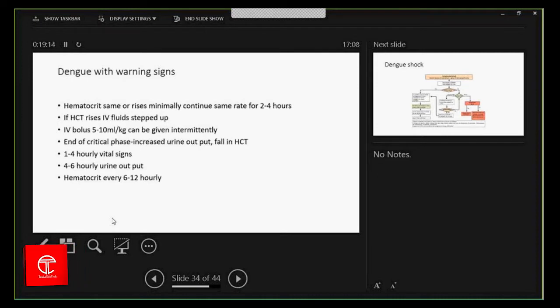The main thing you look for to know that the critical phase is ending is increased urine output. The patient is passing copious amounts of urine because the fluid is reabsorbed and the hematocrit is falling down. Initially, when patients are admitted, you need to monitor vitals 1 to 4 hourly. If the patient is sick enough, you need to monitor vitals hourly. If the patient is not sick and is stable, you can monitor vitals 2 to 4 hourly. Urine output should be measured every 4 to 6 hours, and hematocrit should be measured every 6 to 12 hours.